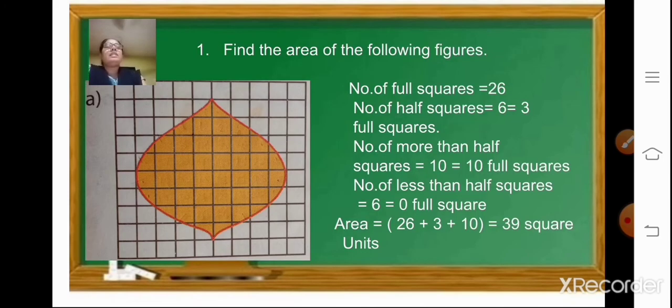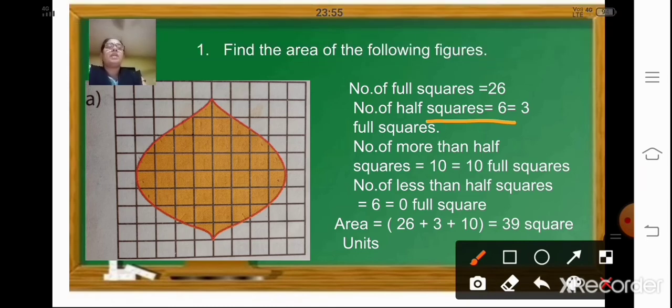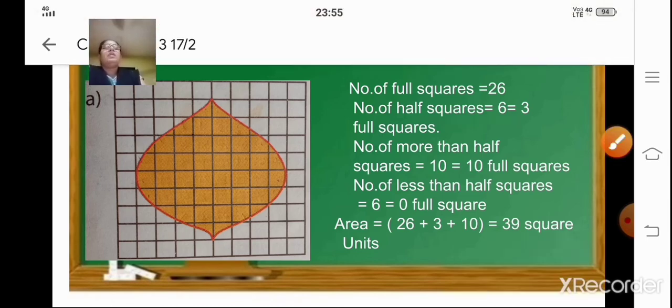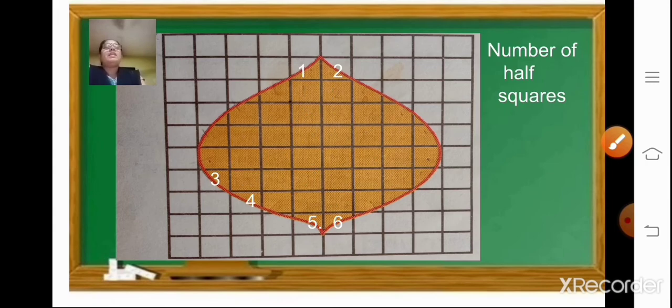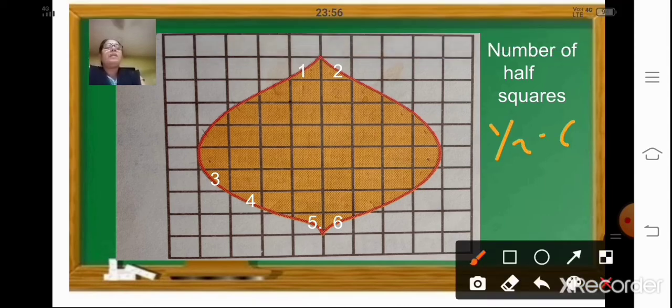Now let us see the next one, that is number of half squares. How many half squares are covered? Yes, here number of half squares, that is 1, 2, 3, 4, 5 and 6. So total 6 half squares are covered. If I say 6 half, that means if I put it together, it will be 3 full squares. Okay, it will be 3 full squares.